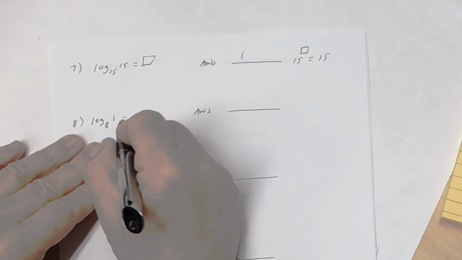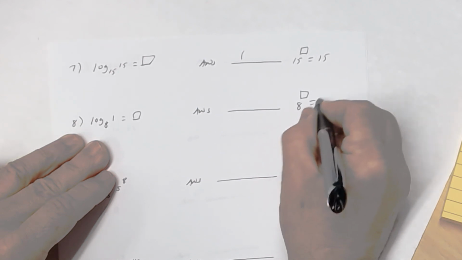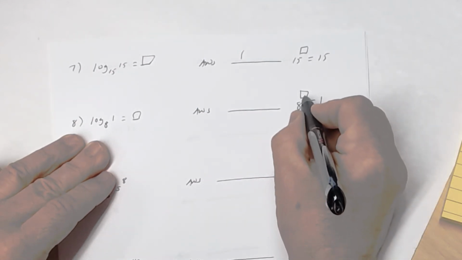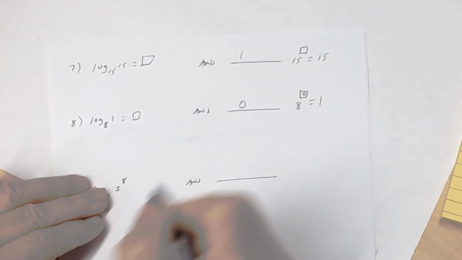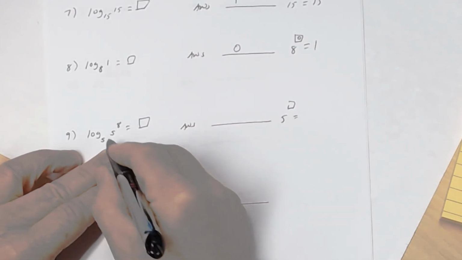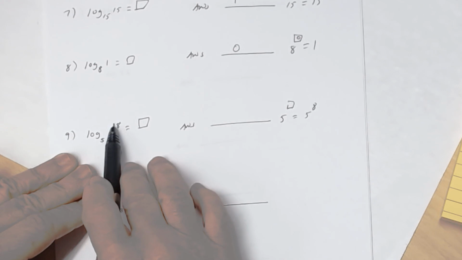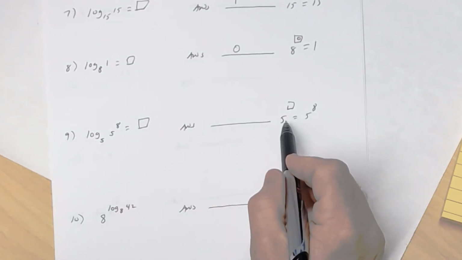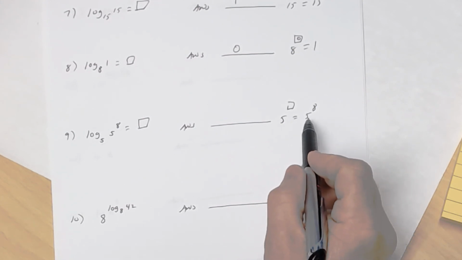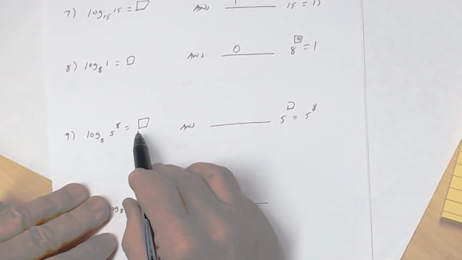All right, let's look at this one. 8 to what power is 1? 8 to what exponent is 1? Well, hope you remember that 8 to the 0 power is 1. So the answer is 0. This one, box. 5 to what exponent is 5 to the 8th? 5 raised to what power is 5 to the 8th? Well, remember, one of the things you learned was that when the base is the same, then the exponents have to be the same. So 5 to the 8th is equal to 5 to the 8th.